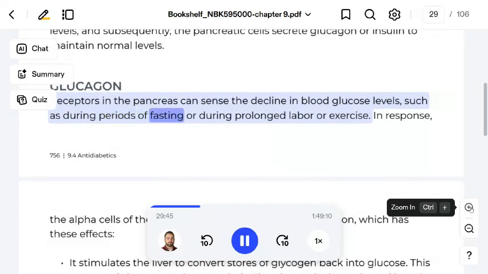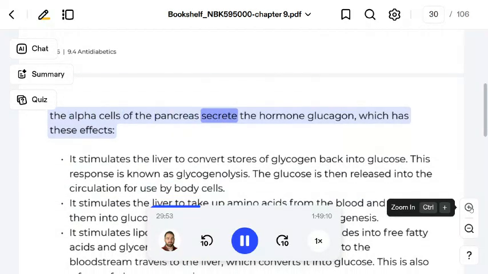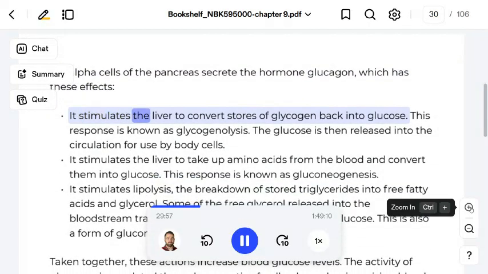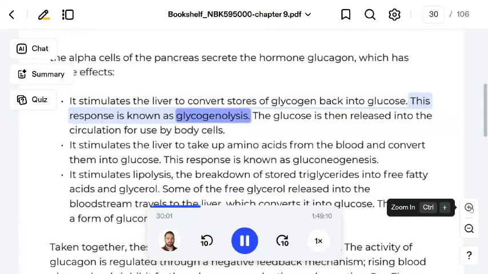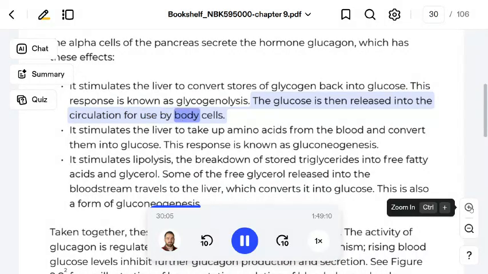such as during periods of fasting or during prolonged labor or exercise. In response, the alpha cells of the pancreas secrete the hormone glucagon, which has these effects. It stimulates the liver to convert stores of glycogen back into glucose. This response is known as glycogenolysis. The glucose is then released into the circulation for use by body cells.